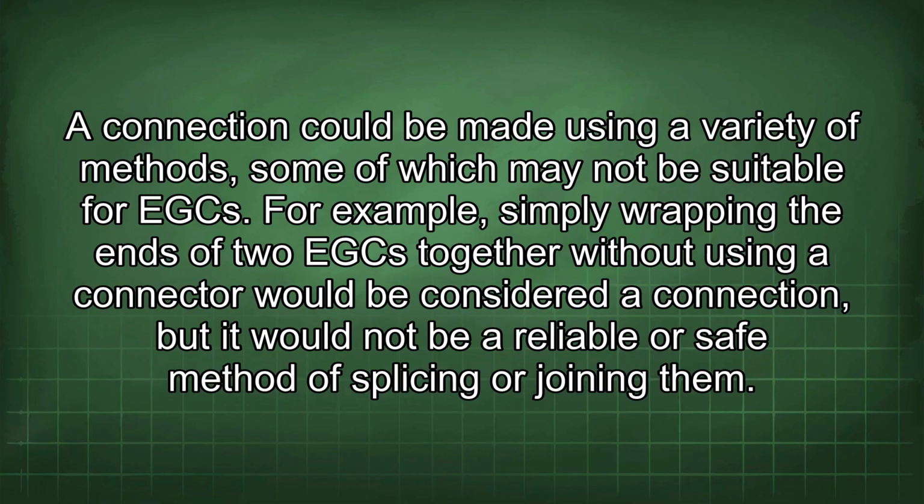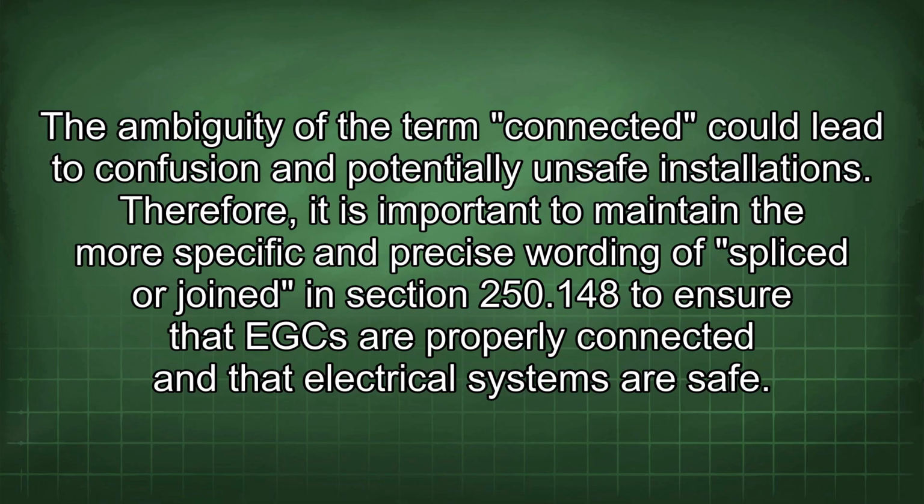For example, simply wrapping the ends of two EGC together without using a connector would be considered a connection, but it would not be a reliable or safe method of splicing or joining them. The ambiguity of the term connected could lead to confusion and potentially unsafe installations. Therefore, it is important to maintain the more specific and precise wording of spliced or joined in section 250.148 to ensure that EGC are properly connected and that electrical systems are safe.